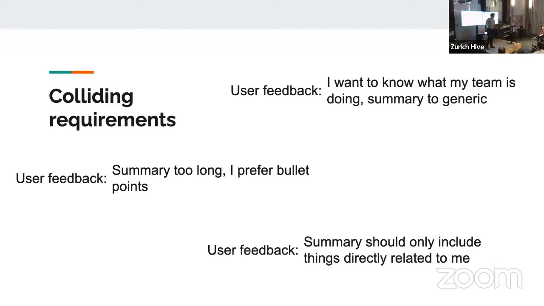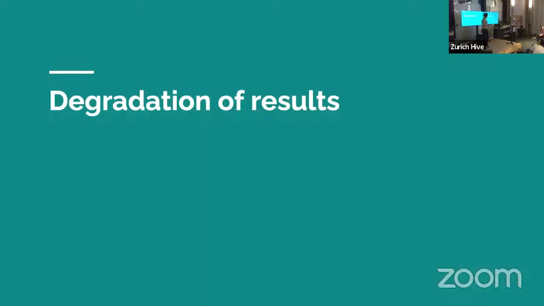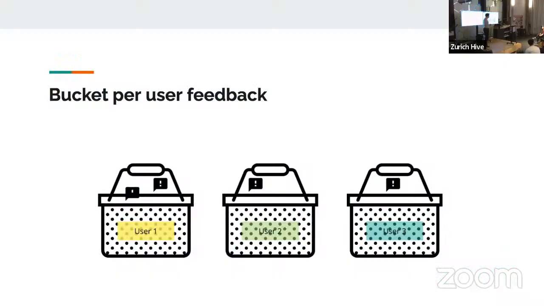Like people don't really know what a summary is. Everyone has a different opinion. One person says it's too long. The other person says, I just want to have information which is related to me. The next person says, actually, I prefer a longer one because I want to know what my team is up to. And we tried to fit all of them together. We created this small monster, which was contradictory information in the prompt, which started to collapse all of the metrics. So we needed to somehow prevent degradation of the results.